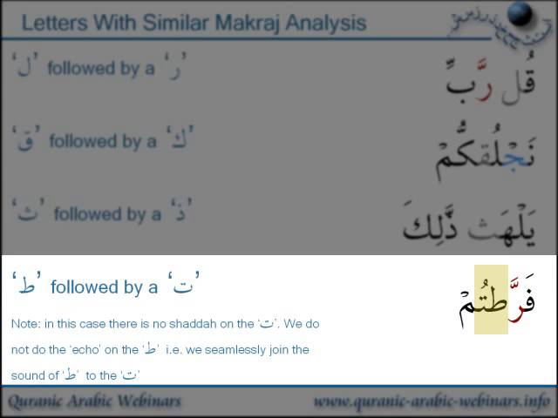So this is a little bit tricky. So you have to, in this case we've got fa and then the ra. So the ra has to join to the tha, so the tha is not actually ignored. However, you then seamlessly finish the sound of the ta with a ta. So this would be faradtum. Faradtum. Okay, so it's a very tricky one. Again, you might have to sit with a professional qari to just tune that up.